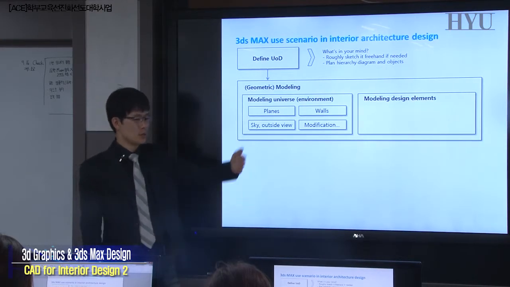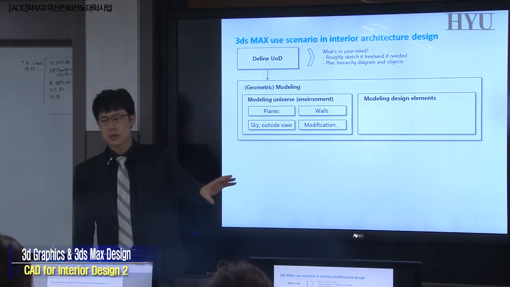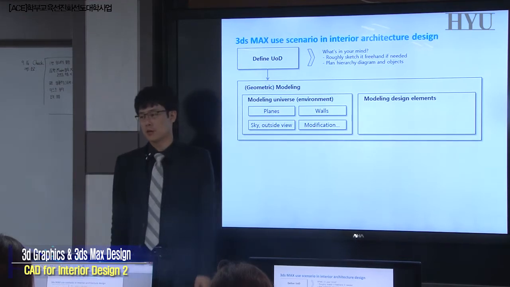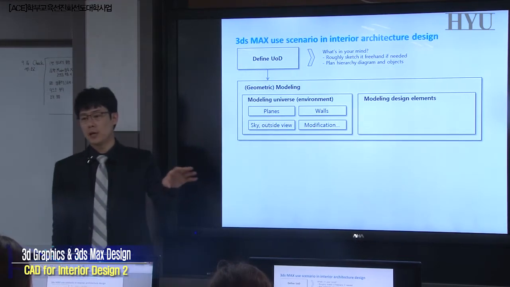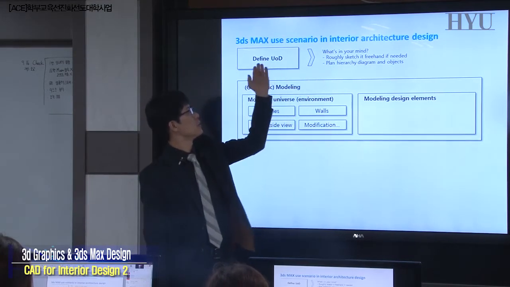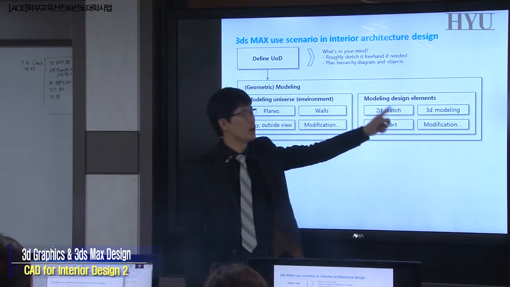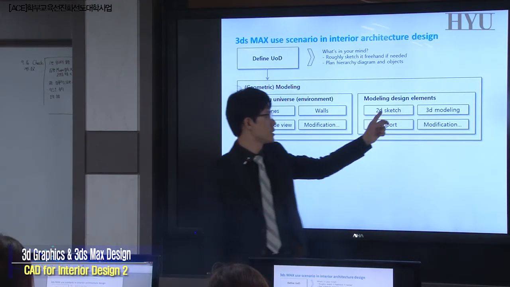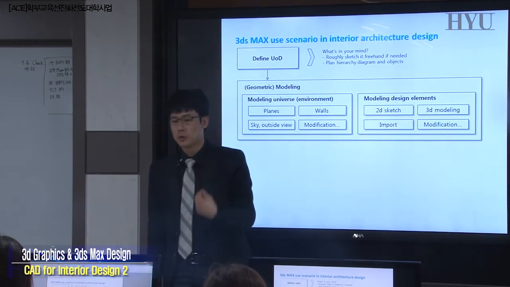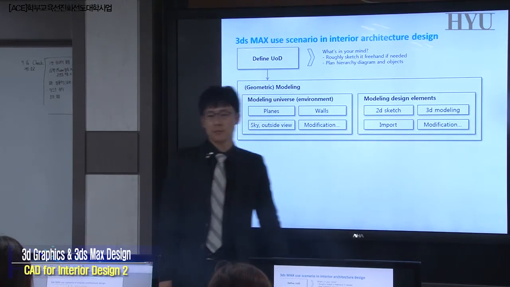In that case, just a single plane and another plane. That's it for one single shot. No need to define walls or windows and so on. A simplified, kind of fake environment. Your determination should be defined in that initial stage. And model your objects. 2D sketch, 3D modeling, and sometimes import or download your object and modify them.